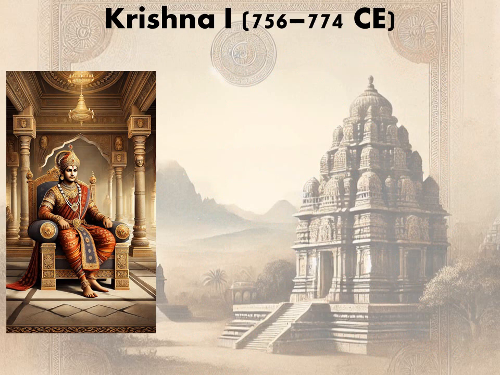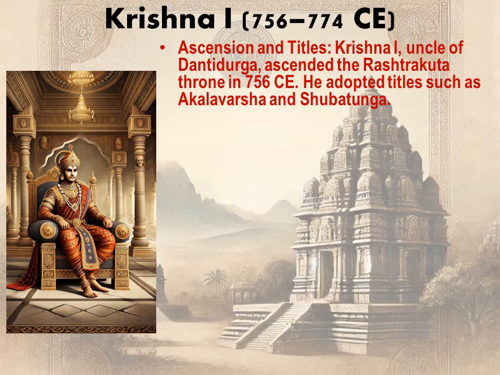Krishna I, 756 to 774 CE. Ascension and titles. Krishna I, uncle of Dantidurga, ascended the Rashtrakuta throne in 756 CE. He adopted titles such as Akala and Subhatunga.